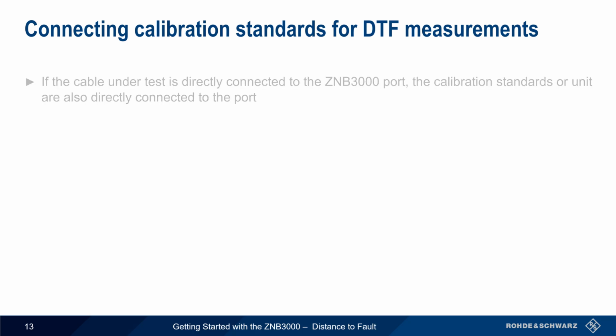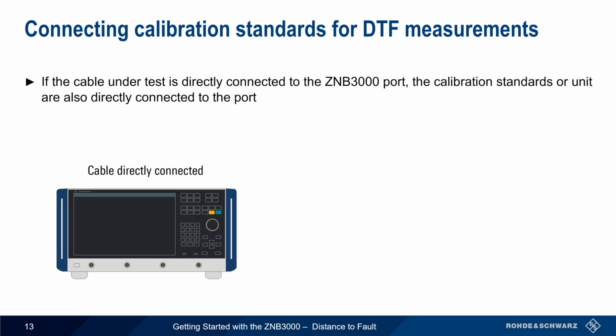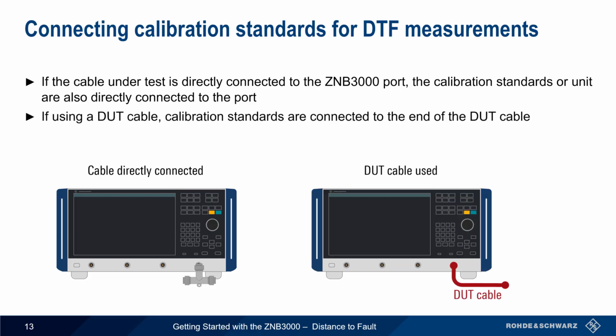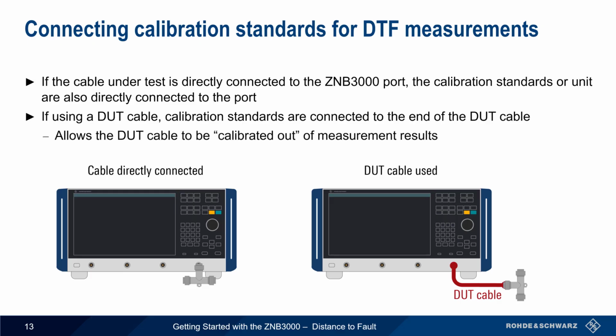If the cable under test will be directly connected to the ZNB3000, then the calibration standards or calibration unit should also be connected directly to the ZNB3000 port. If, on the other hand, a DUT cable is used between the ZNB3000 and the cable under test, then the calibration standards are connected to the end of the DUT cable, since this is where the cable under test will be attached. Attaching cal standards to the end of the DUT cable allows this cable to be calibrated out of the measurement results.